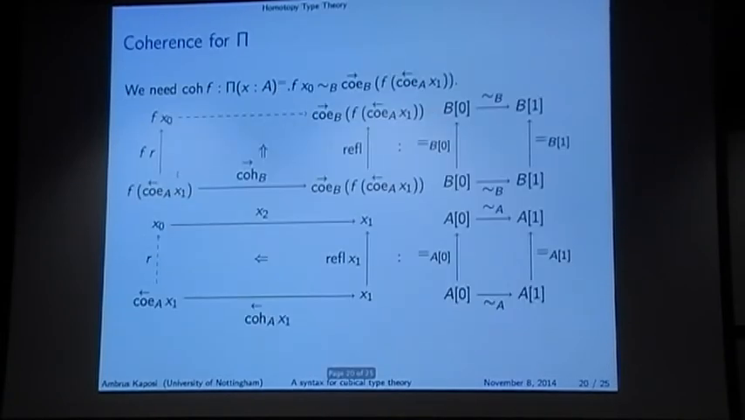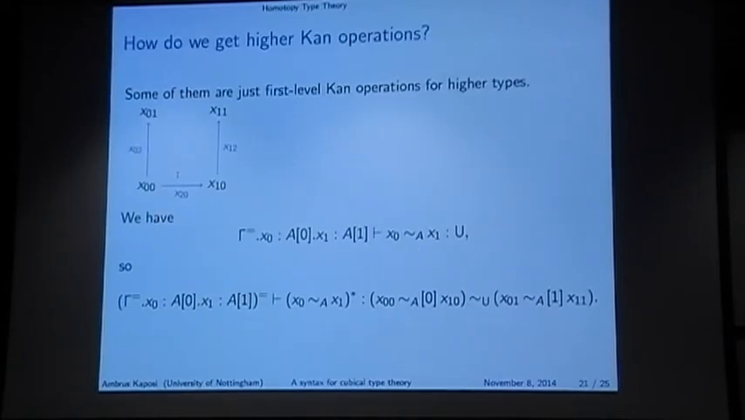And then here we would need the second level Kan-filling condition, but we don't have it because we only have the first level. I won't go into all the details of this, but in the cubical set model you also need to go one dimension up to do the Kan-filling for pi. But it turns out that some of the higher Kan conditions can be derived from the first level Kan conditions in the universe.